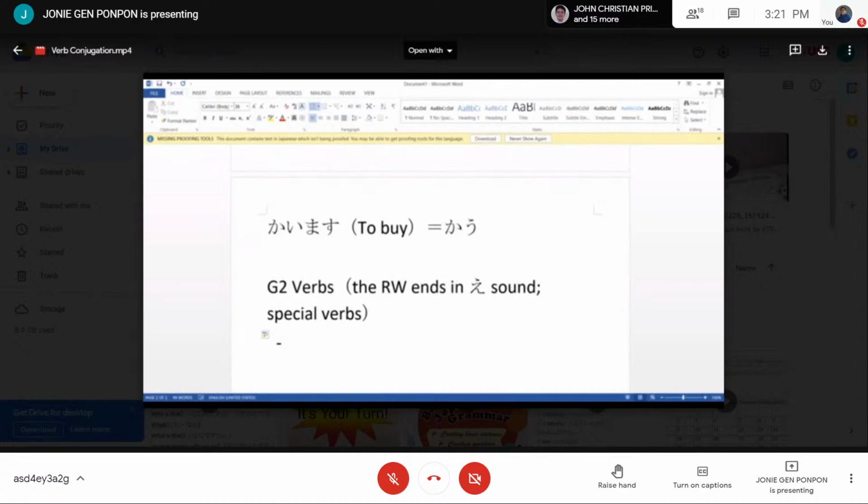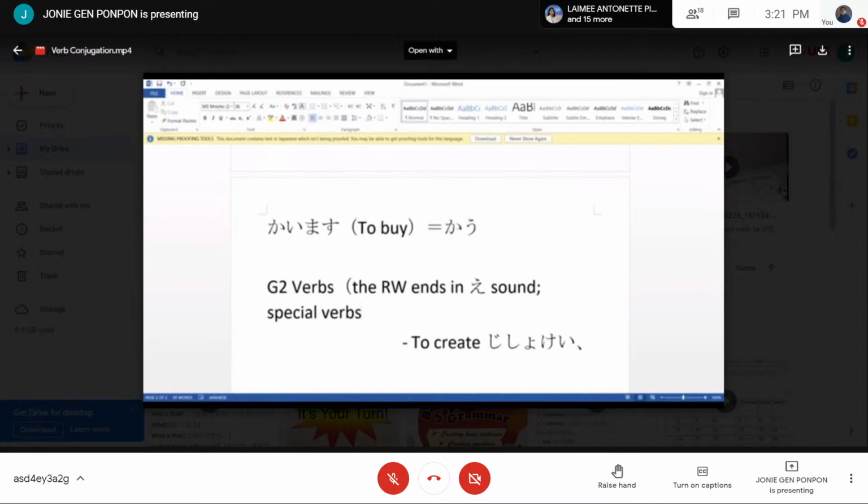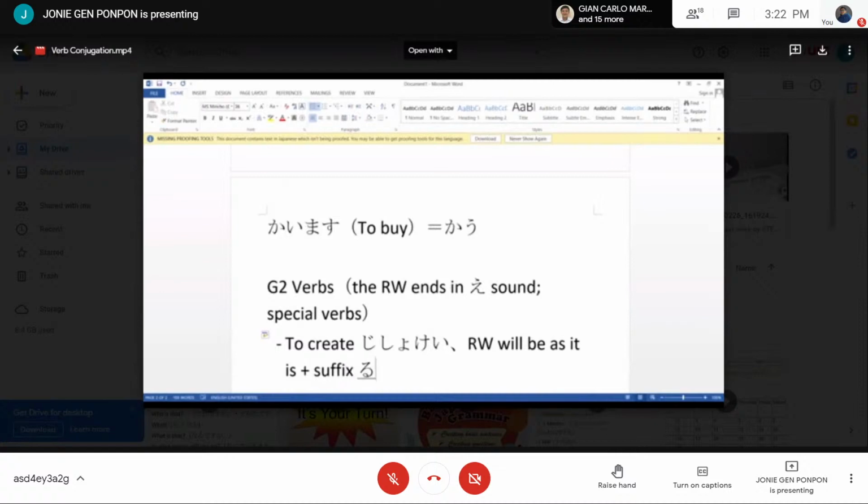Okay. So to create jisho form, root word will be as it is, and then plus suffix ru. Okay? So, I guess that's the rule.